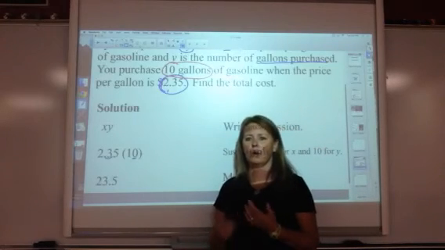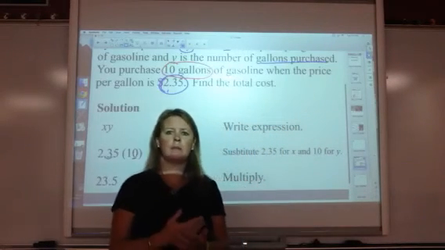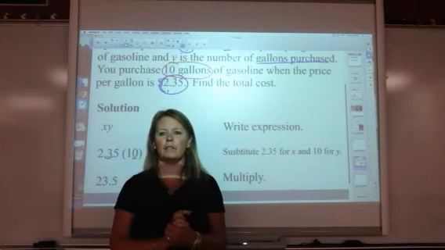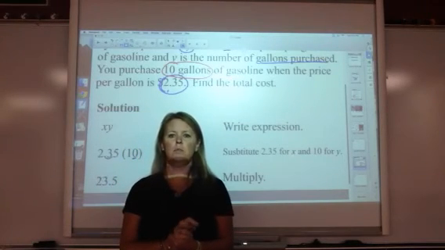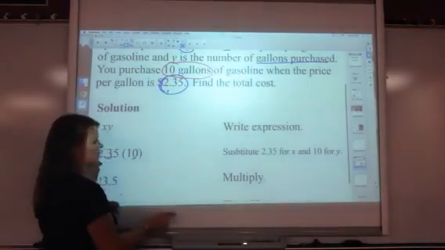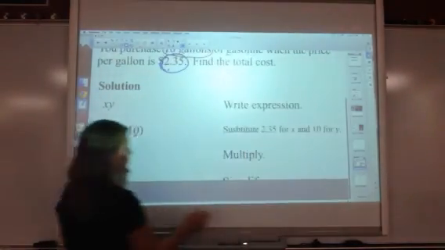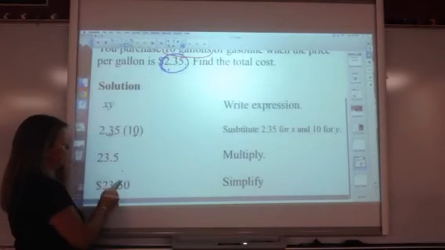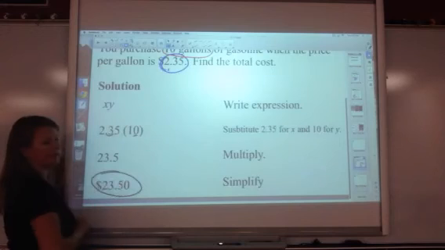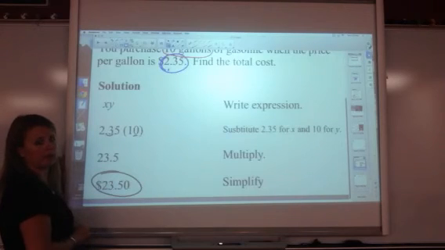At what time do you go to a store, or do you go to McDonald's, or do you go to the theater and say, that cost me 8.5. That cost me 22.7. Okay, let's talk the language here. Let's get mathematical and real life. Simplify it. Your final answer is $23.50. Cost you $23.50.